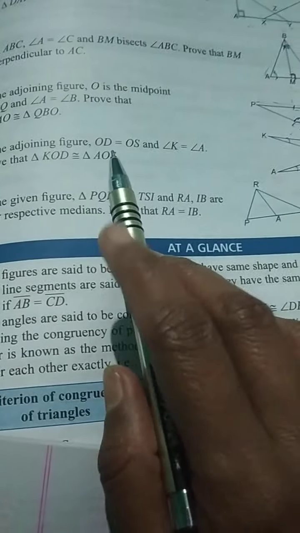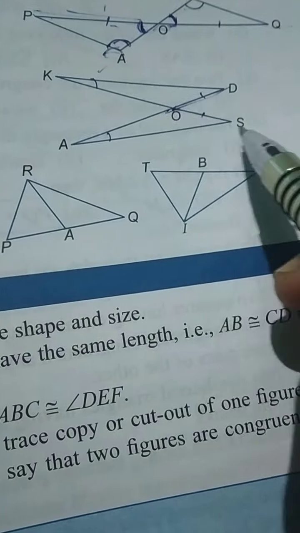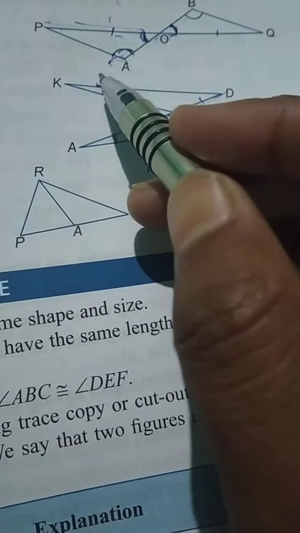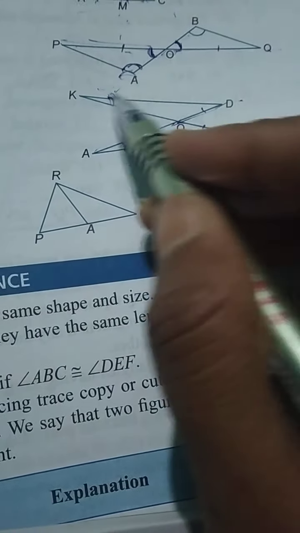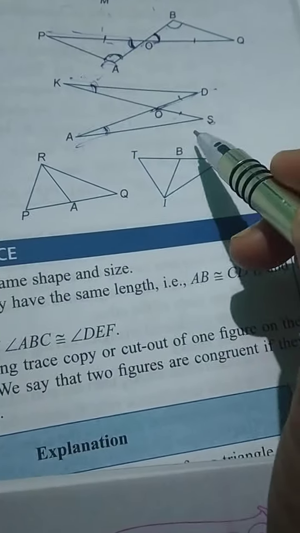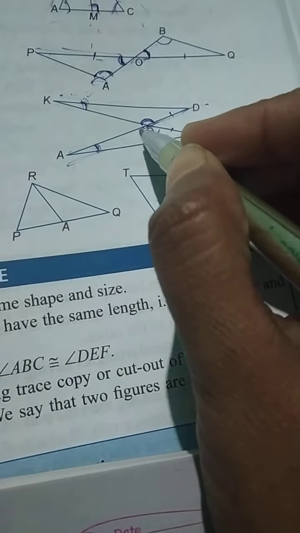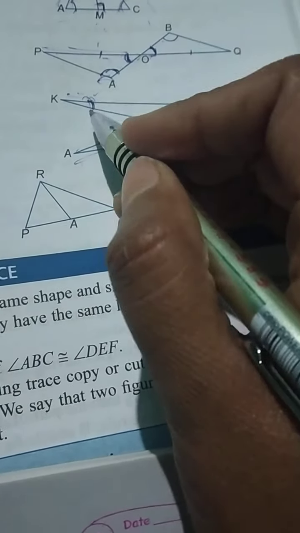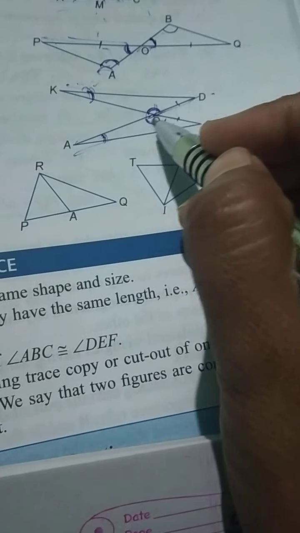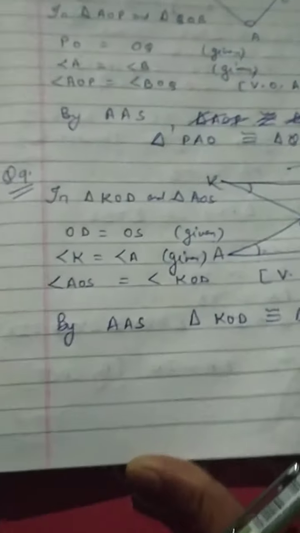Now question number 9. In the adjoining figure, OD equals OS. These two sides, OD equals OS, and these two angles are also equal. Angle K equals angle A. You have to prove that this triangle is congruent to this triangle. This is also very simple. You can see this angle is equal to this angle, vertically opposite angles both. So angle, side, angle, this is congruent by angle, side.